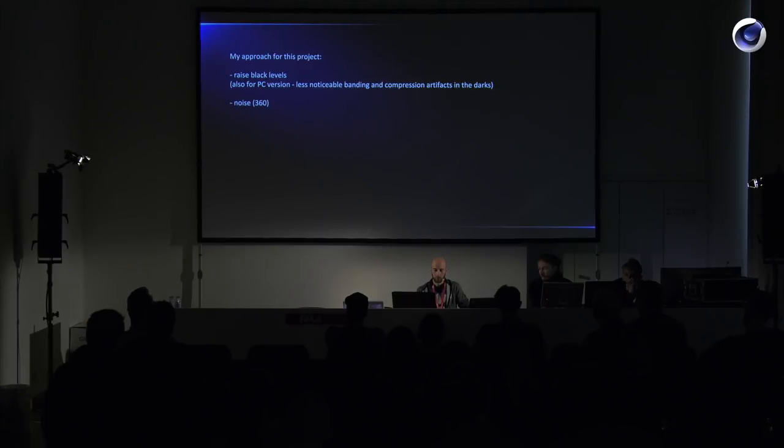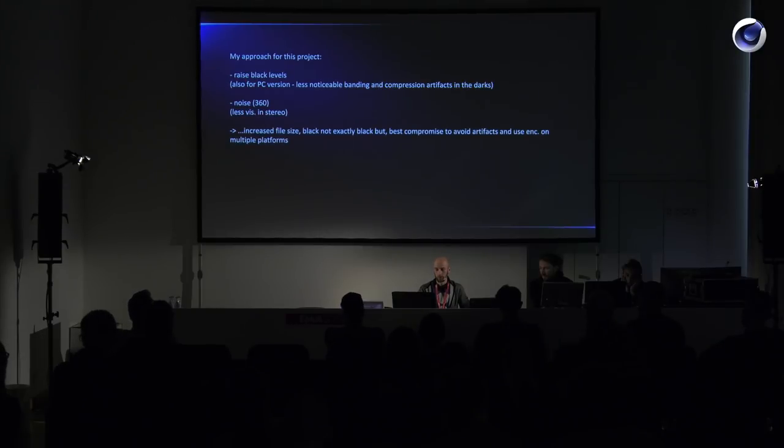I applied some noise, and it's important that you don't apply a standard 2D noise, but a 360 converted noise, so that it doesn't get stretched at the poles. And you can of course only apply a certain amount of noise in stereo, but it's less visible than in mono, because the noise gets averaged between the two eyes. If you compare the same video in mono and stereo, it's less noticeable in stereo. So this gives me an increased file size, and the blacks are not exactly black, but for me it was the best compromise in order to avoid artifacts and use the same encoding on multiple platforms.